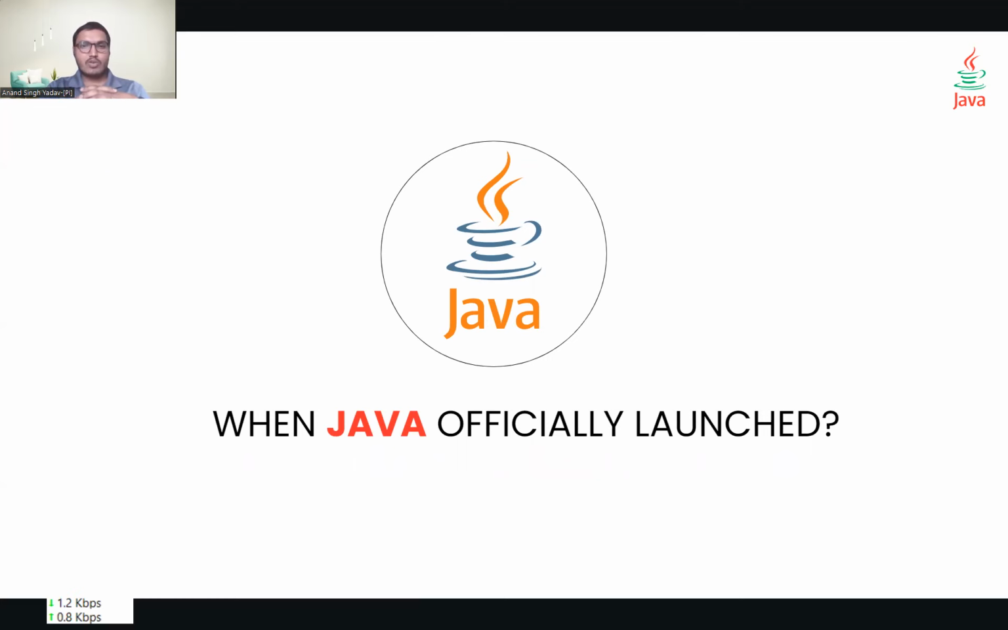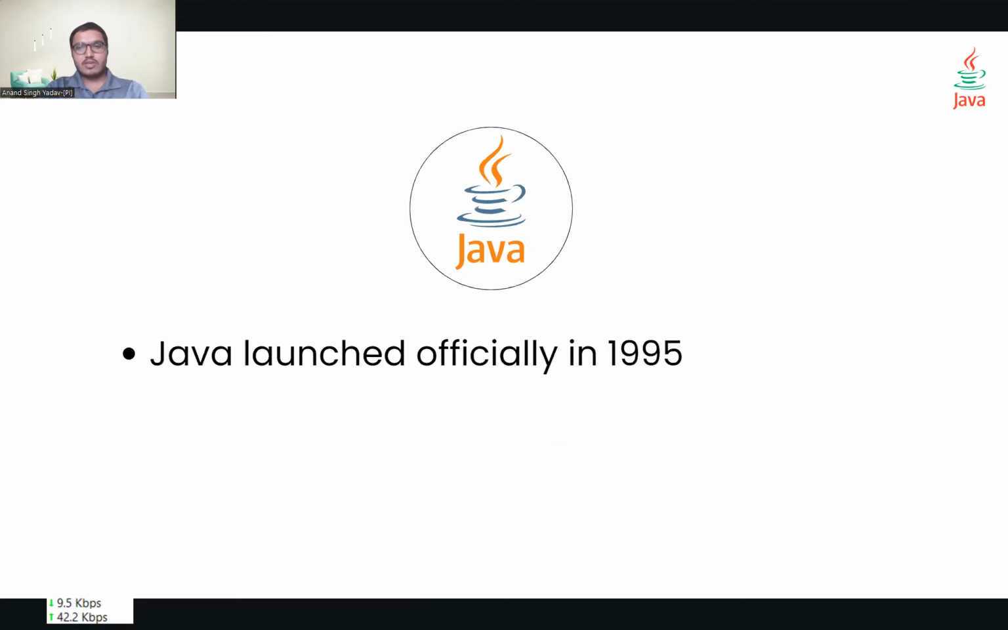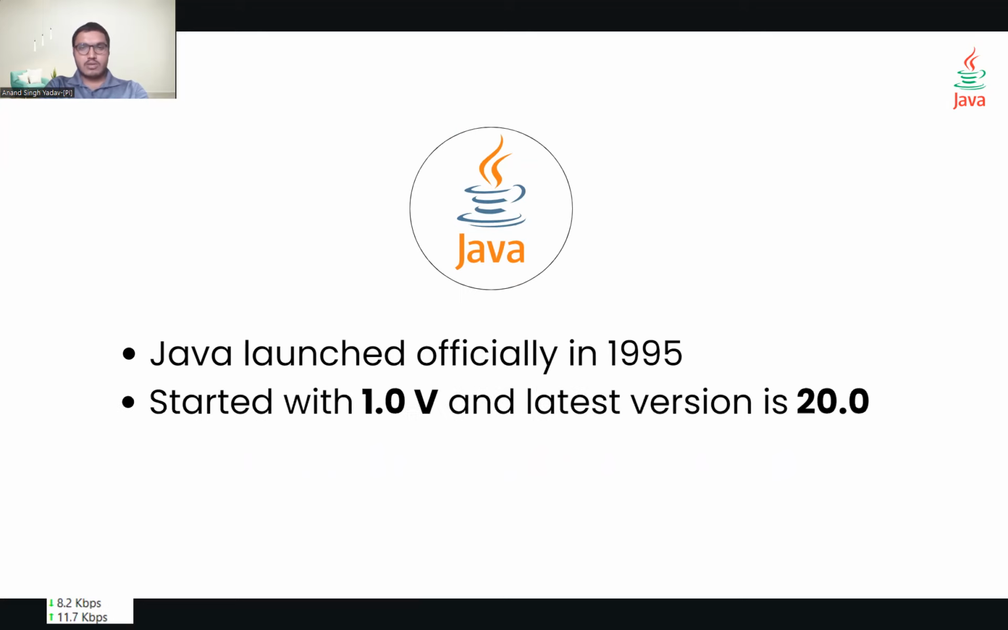When was Java officially launched? Please type in the chat. I'm going to tell you the answer as well. Java launched officially around the 90s, in 1995. It started with the 1.0 version, officially in 1995, right?